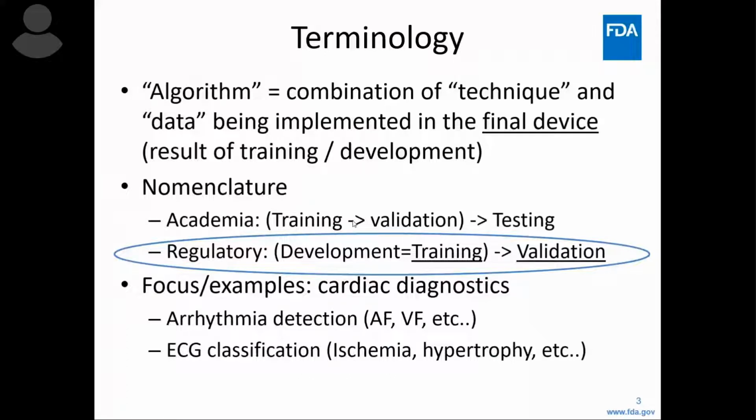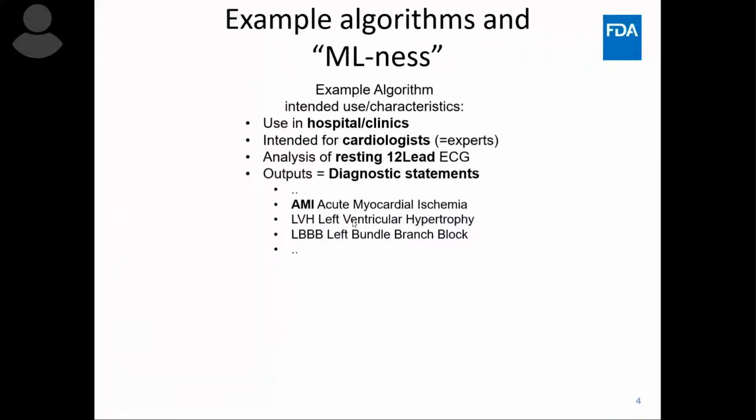Let's take an example then. We define some intended use and characteristics for this device. This is a device that is going to be used in hospitals and clinics by experts, cardiologists, to analyze resting ECGs. This device is going to have a lot of outputs. These outputs are diagnostic statements like AMI, LVH, and so forth. In my discussion, I will consider each one an output, but we'll just focus on AMI for simplicity of discussion.